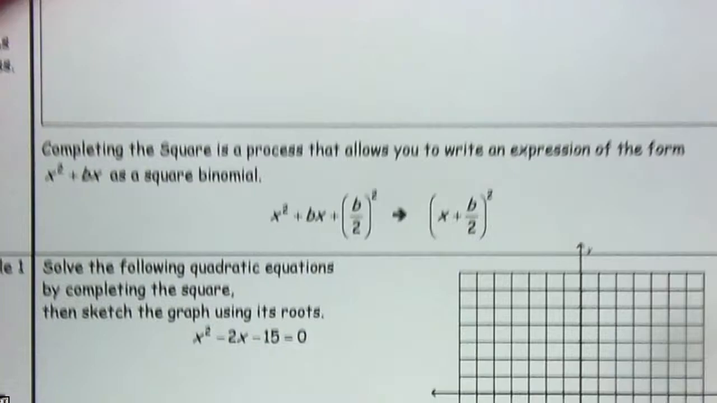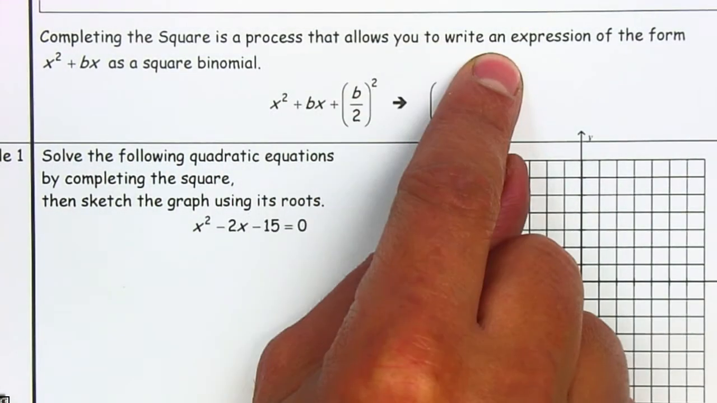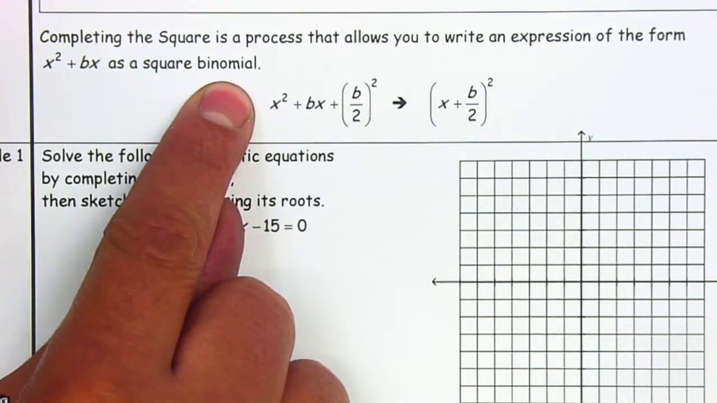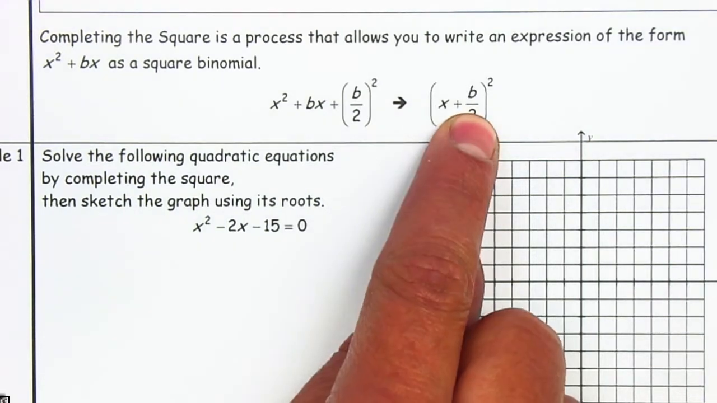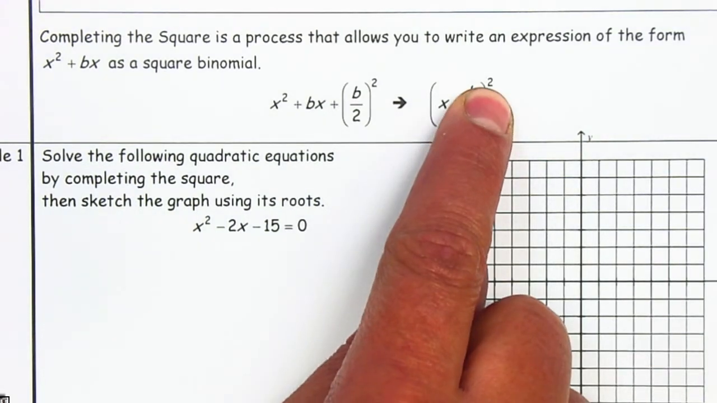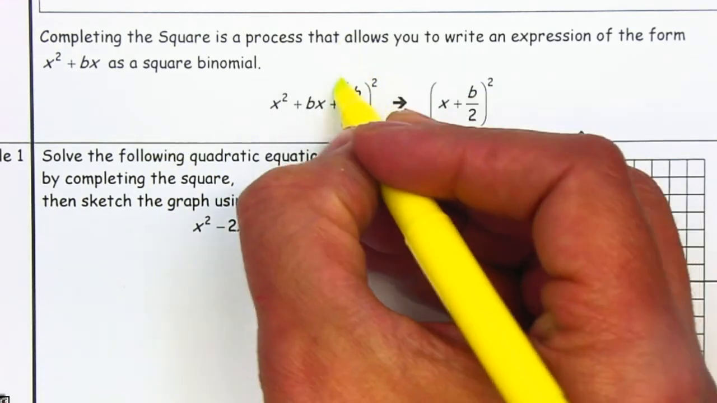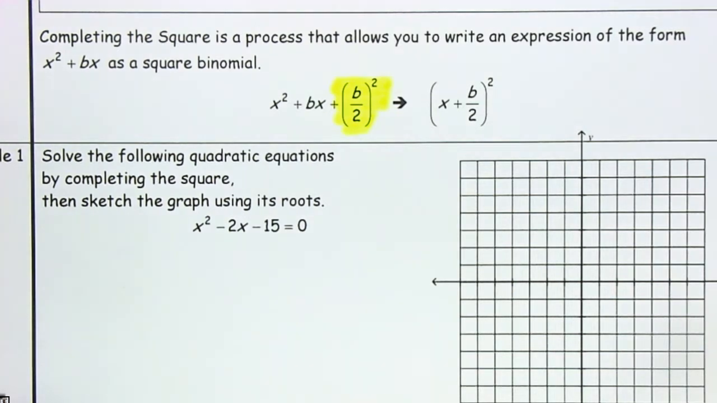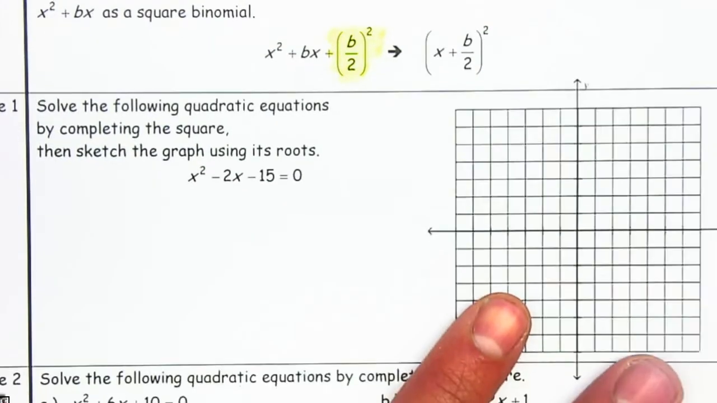Completing the square is just a process that will allow you to write an expression of the form ax squared plus bx as a square binomial. A square binomial is a binomial, x plus a number, and that's going to be squared. And we're going to have to memorize a formula. If you have a highlighter, you can use it to highlight b over 2 squared to be able to complete the square. But let's go through example number 1.